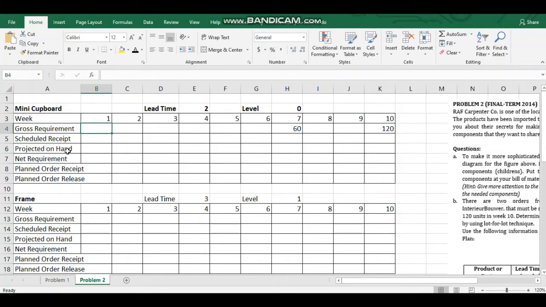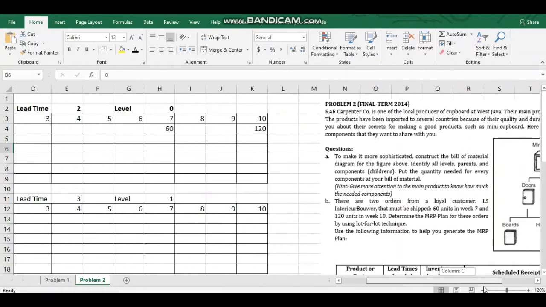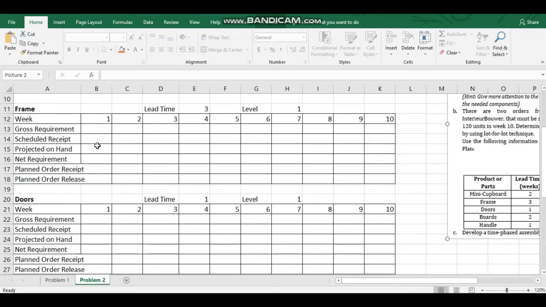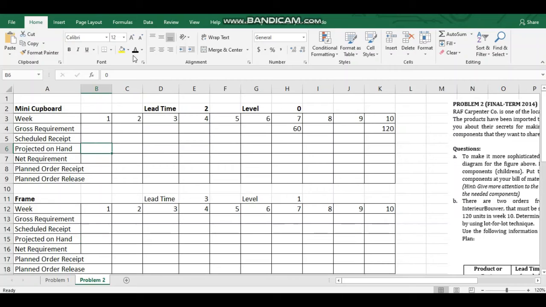For the project on hand, or the beginning inventory for mini cupboard, we can see it here in this table. For mini cupboard, there's no inventory on hand, so there's no beginning inventory, so it should be 0. Okay, and then moving on, until week 7, there's no inventory at all.